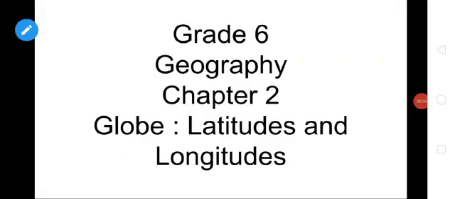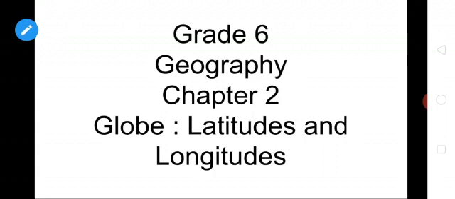Grade 6 Geography. We are seeing our second chapter: Globe, latitudes and longitudes. The globe is the true model of the Earth. Latitudes and longitudes are imaginary lines drawn on the Earth's surface to locate a place on the Earth. And then we saw about the four important parallels of latitudes, no? Tropic of Cancer, Tropic of Capricorn, Arctic Circle and Antarctic Circle.